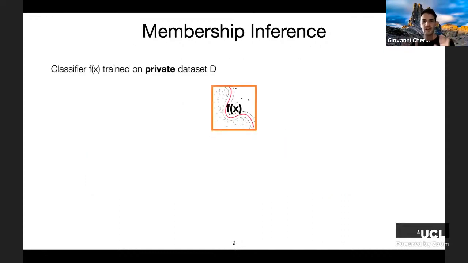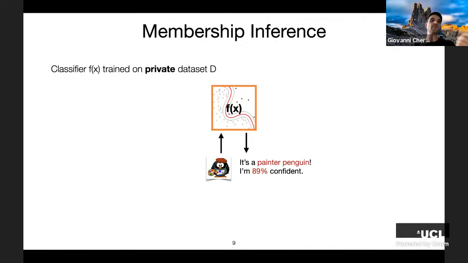Now I'm going to move to two perhaps more compelling, although a bit harder examples. One of them is membership inference. Membership inference attacks work as follows. Suppose you have trained a machine learning classifier on some private data, and that your classifier accepts queries. So say you can query it with pictures of penguins, and it returns some classification. Not only does it return that, it also expresses some confidence level about its prediction. So say I'm 89% confident that this is a painter penguin.